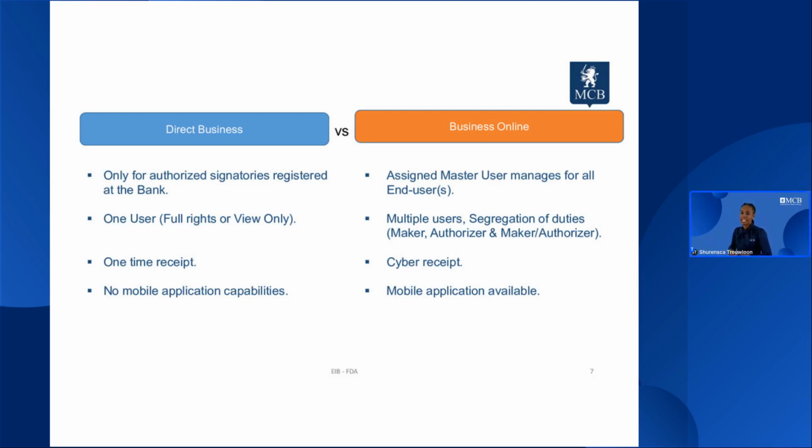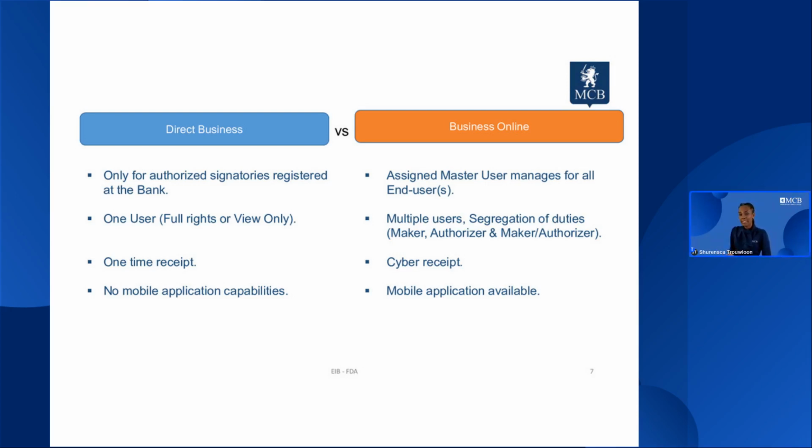On the new platform, as I mentioned before, you can have segregation of duties. So you can have a user that will prepare the payments. We call that user a maker. You can have a user that then will authorize these payments. That's called the authorizer. And then you can have a user that's both a maker and an authorizer, and that's a user that has full rights. Additionally, of course, you can also have users that can view only.